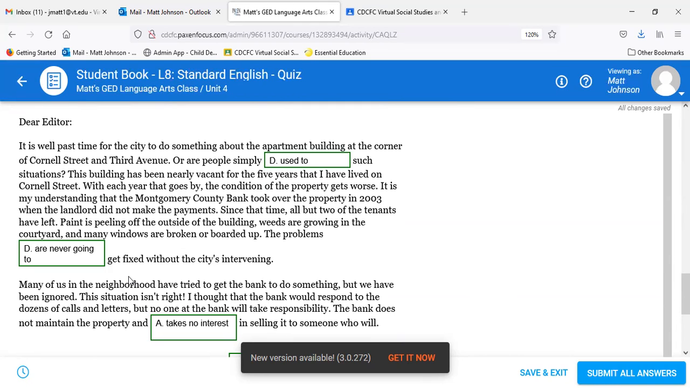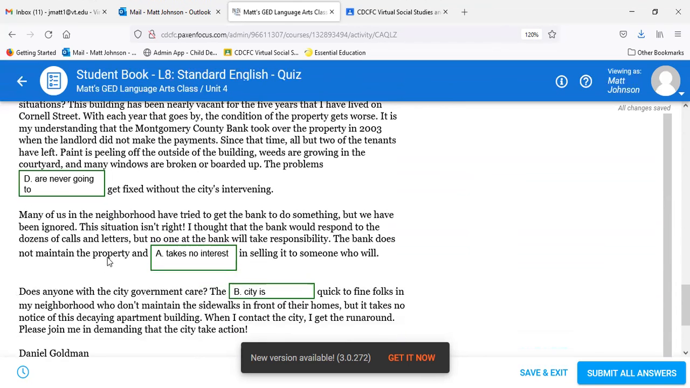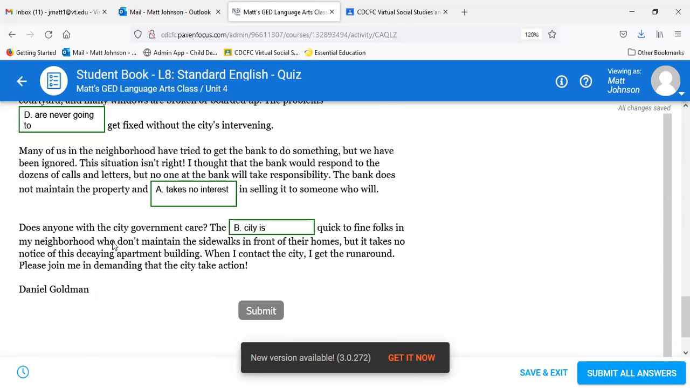Used to, and then are never going. So we avoided the double negative there. Are never going to get fixed, takes no interest. That's another common phrase, right? You hear things like, I could not care less, right? You want to use that. You don't use I could care less. I could care less means that you do care at least a little bit, but I could not care less is the correct phrase.